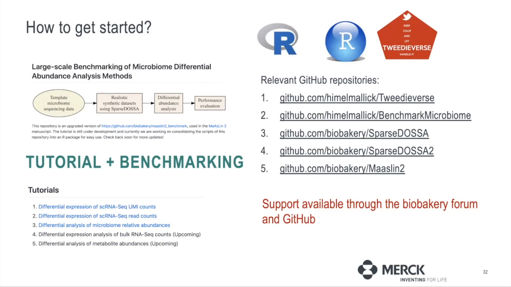If you want to do benchmarking, that would be the tool to go. Those have their own repo, but to run the whole machinery of generating the data and then generating the results, that is in another repo called Benchmark Microbiome, which is the second link. And the associated package that we talked about, Maslin 2, also has its own repo, which is in link 5.